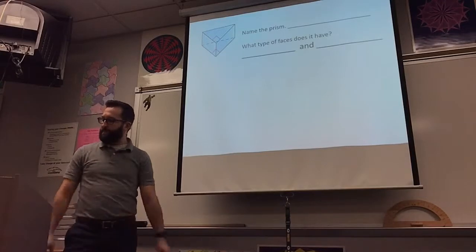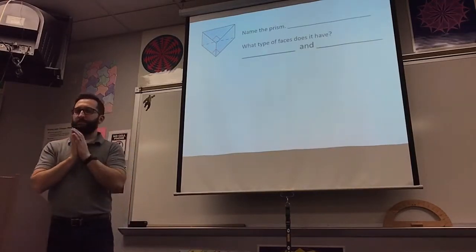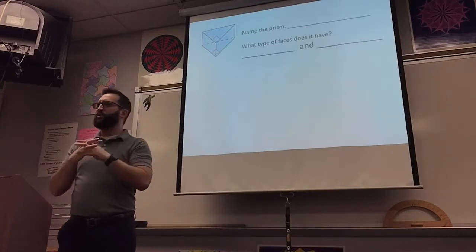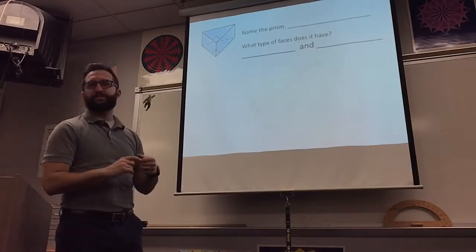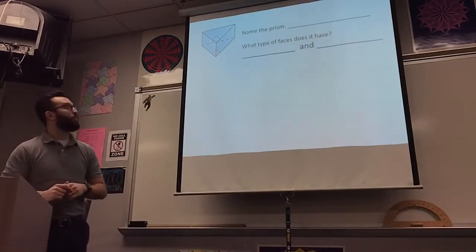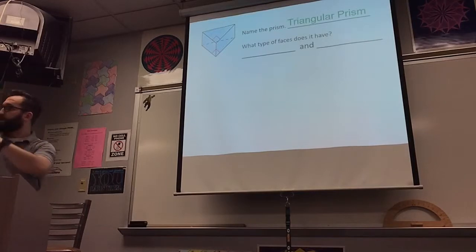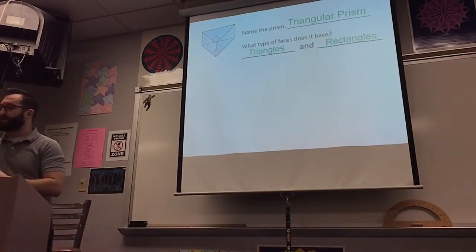All right, last one. Here we go. Name this prism. What is this prism? Ooh, let's be careful. Why is this not a rectangular prism? Because it's a triangle. This is called a triangular prism. Because why? The bases are triangles. What types of faces does it have? It has triangles and rectangles.